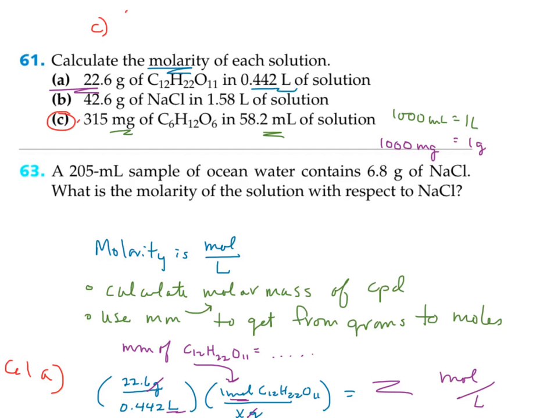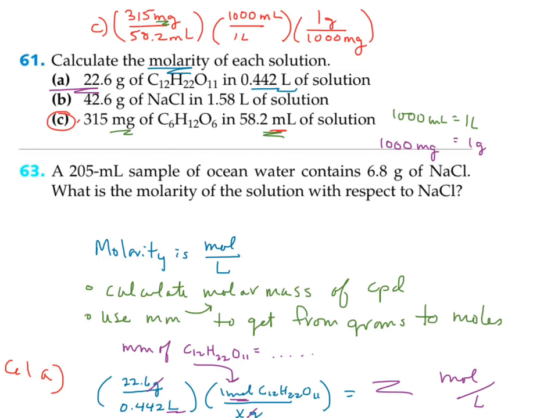What it would look like here would be 315 milligrams over the volume, which was 58.2 milliliters. And then you would do your 1,000 milliliters over 1 liter. I like that. And then what about fixing the milligrams to grams? It'd be 1,000. Since milligrams is in the top, I have to put milligrams in the bottom. That's how I would start that one.